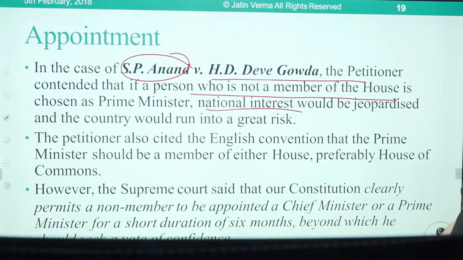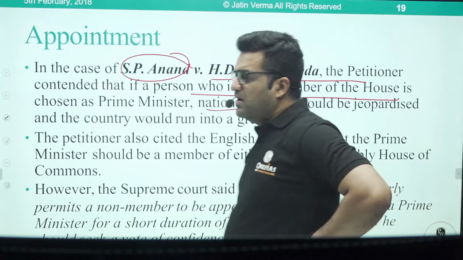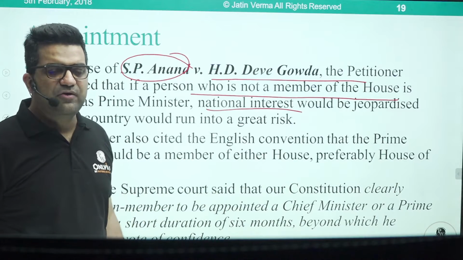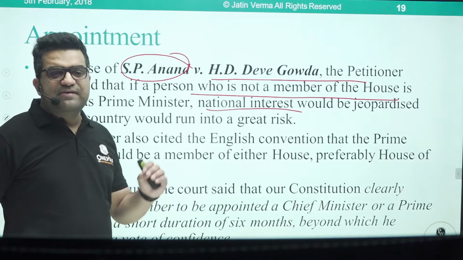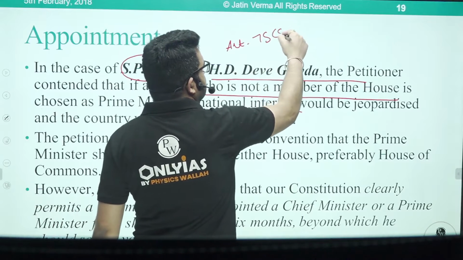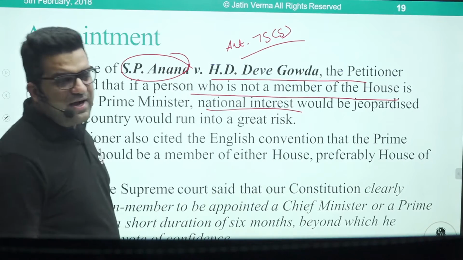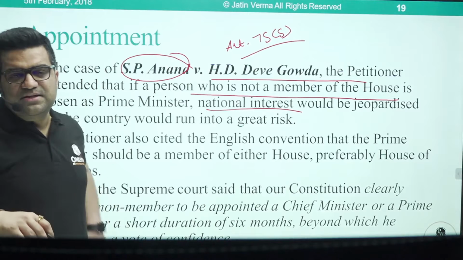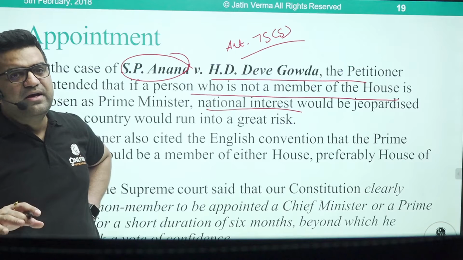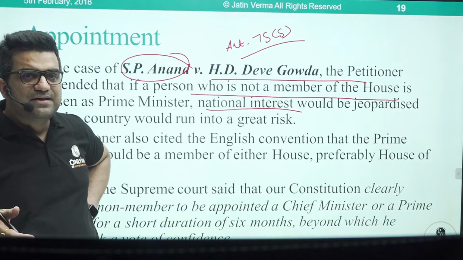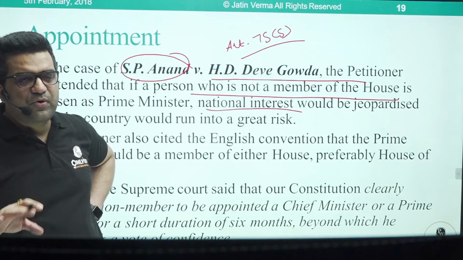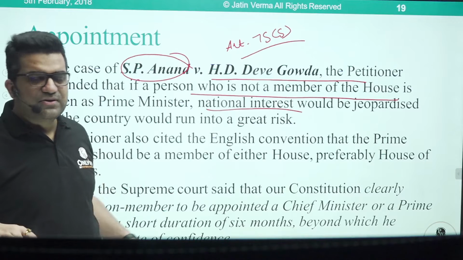The Supreme Court said that there is no bar on a non-member being appointed as the minister or the prime minister. We cannot stop anybody from being appointed, because Article 75 Clause 5 has been interpreted in such a manner. Even though Article 75 Clause 5 says that a person who is not a member can continue as minister but has to contest the election and become a member within 6 months, it has been so interpreted and applied that even non-members have been appointed as ministers. Right? So this is an irony though.